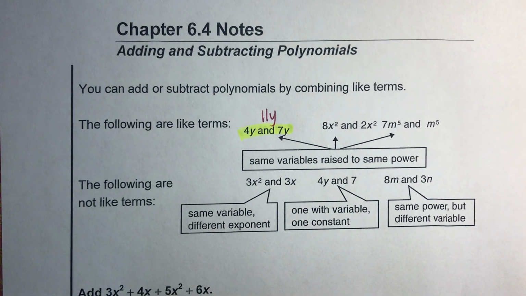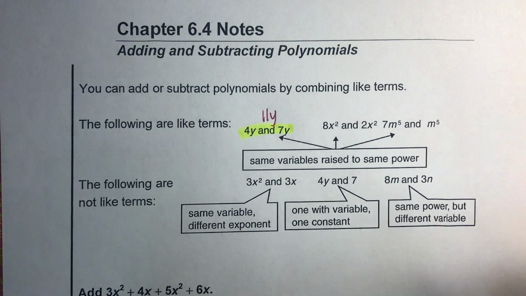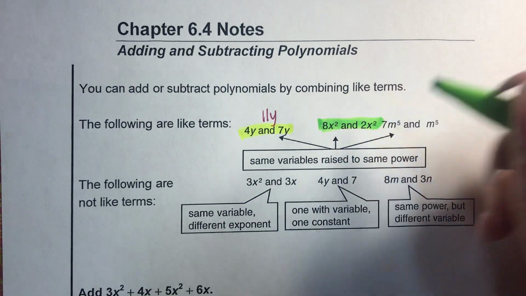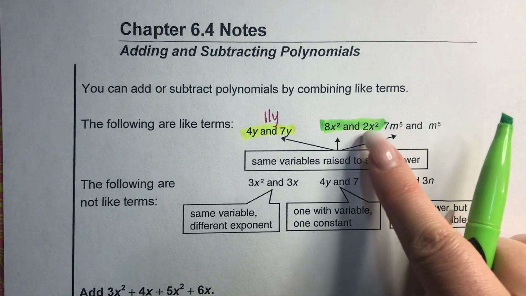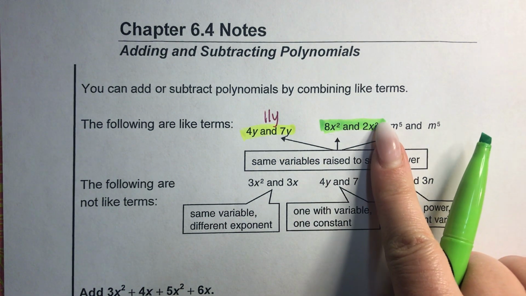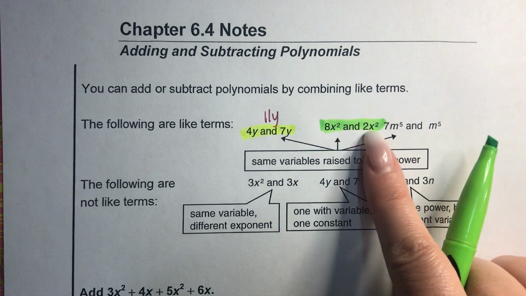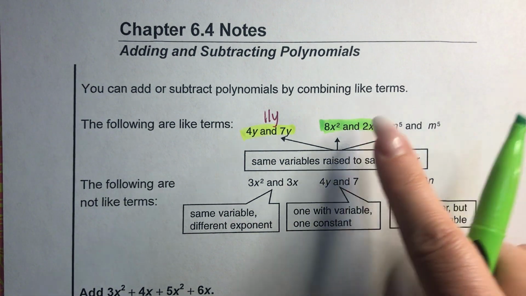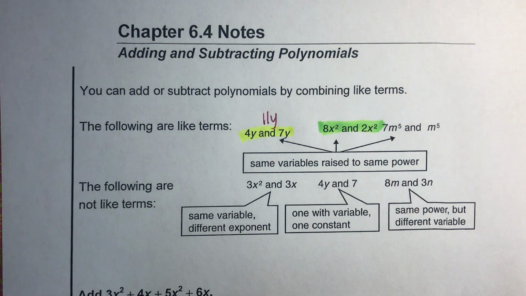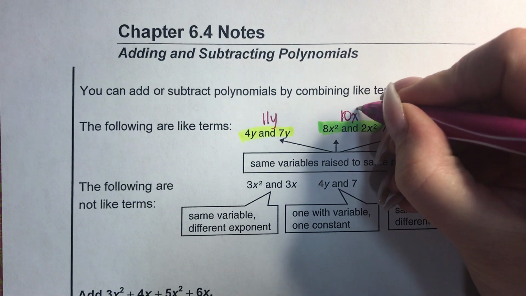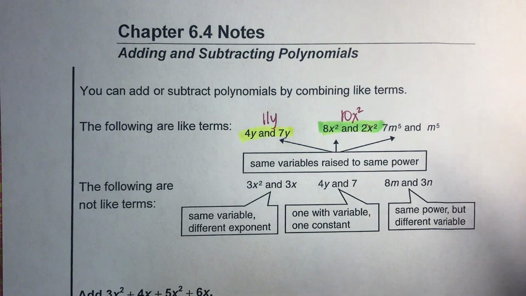All right, let's look at this next example. 8x squared and 2x squared. So if you see, they both have an x, right? But they have the same exponent. This is squared and this is squared. So these are also called like terms. So to combine them, you just add the numbers together, 8 and 2, which is 10, and then you just add that x squared on. So it'd be 10x squared. That's what those equal when you add them.